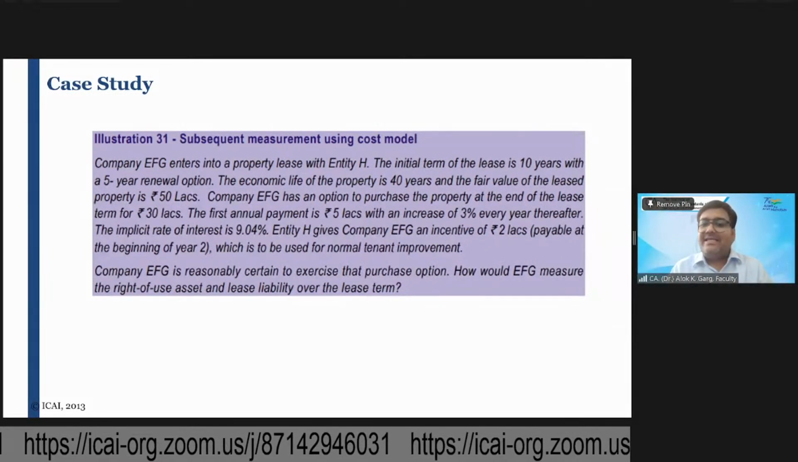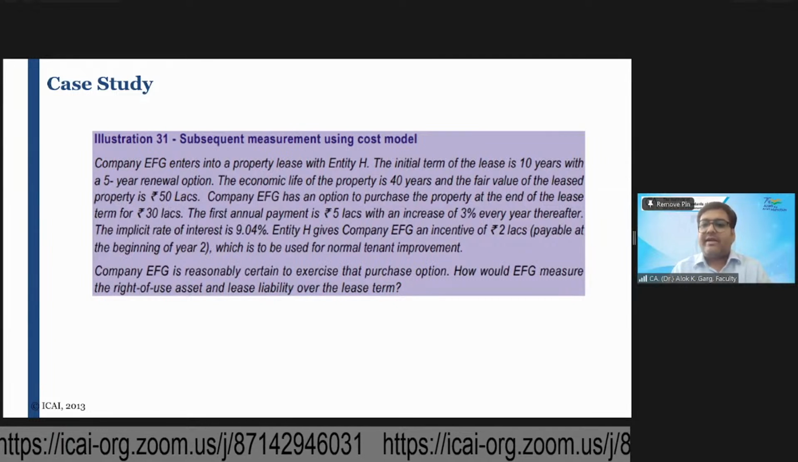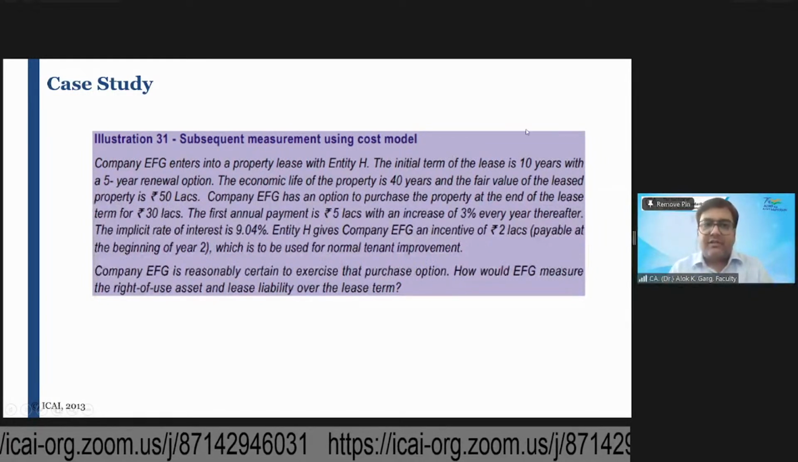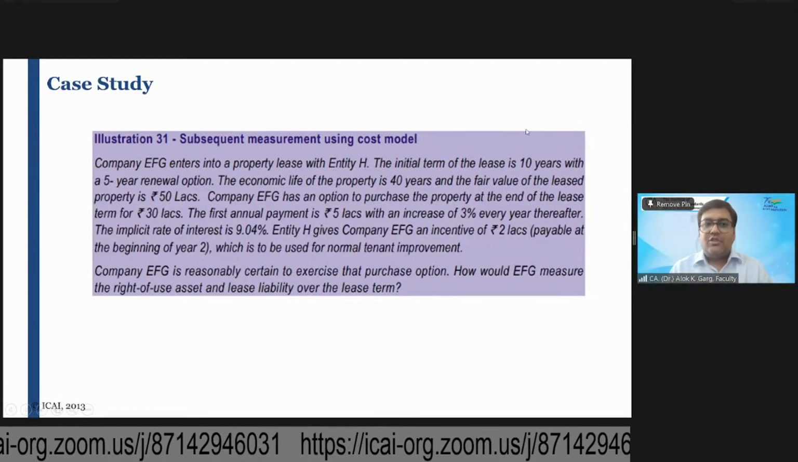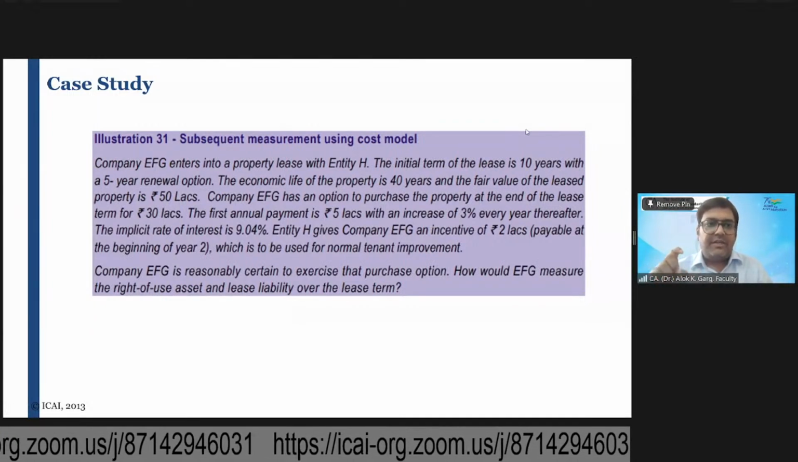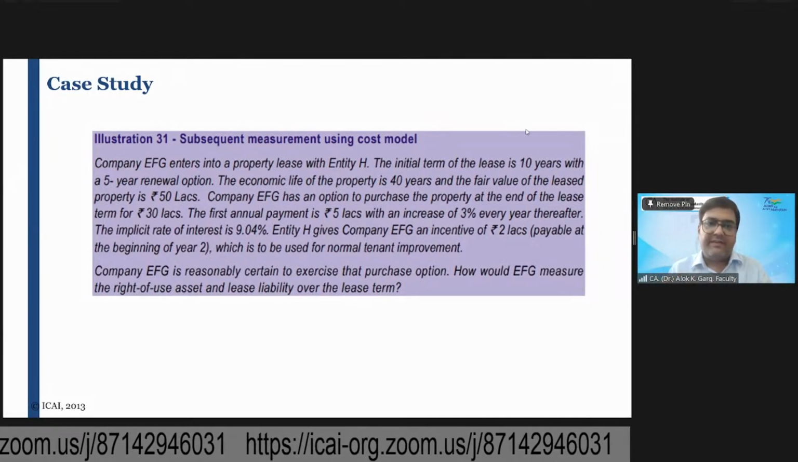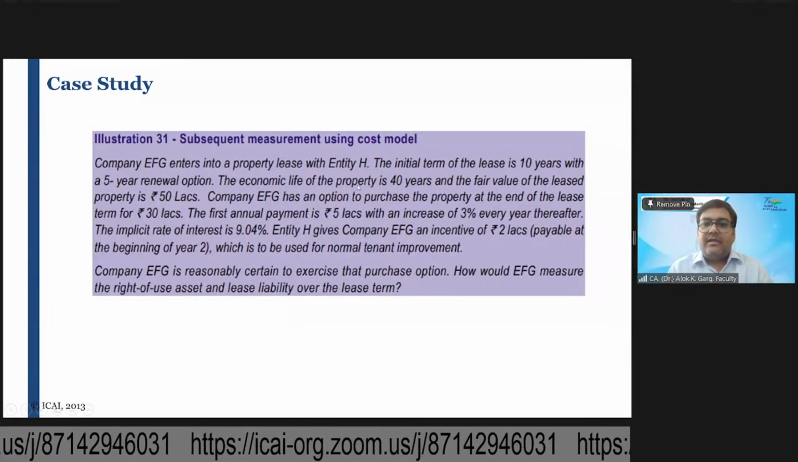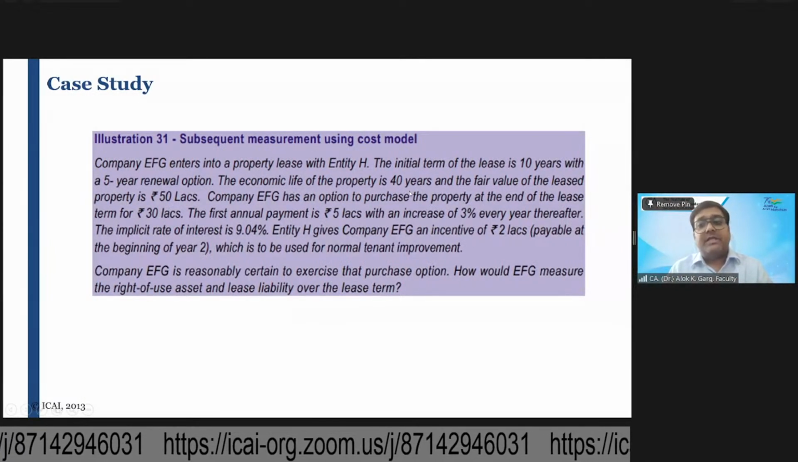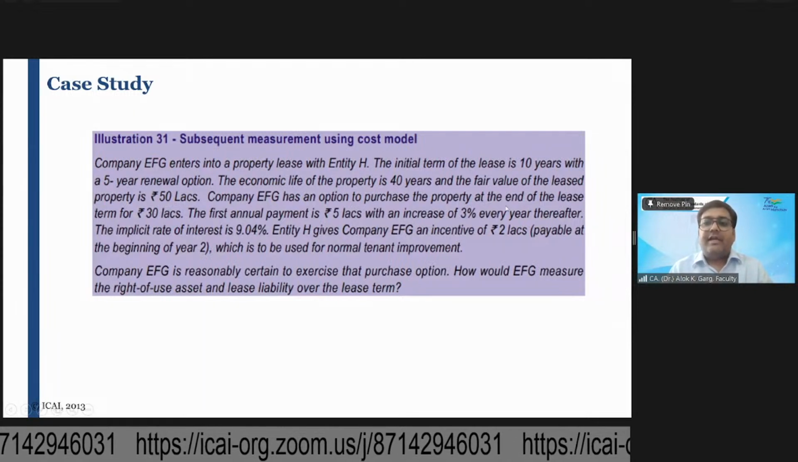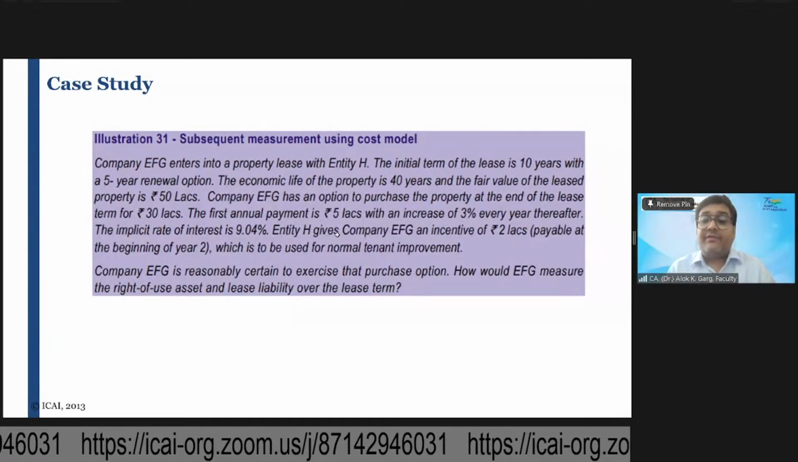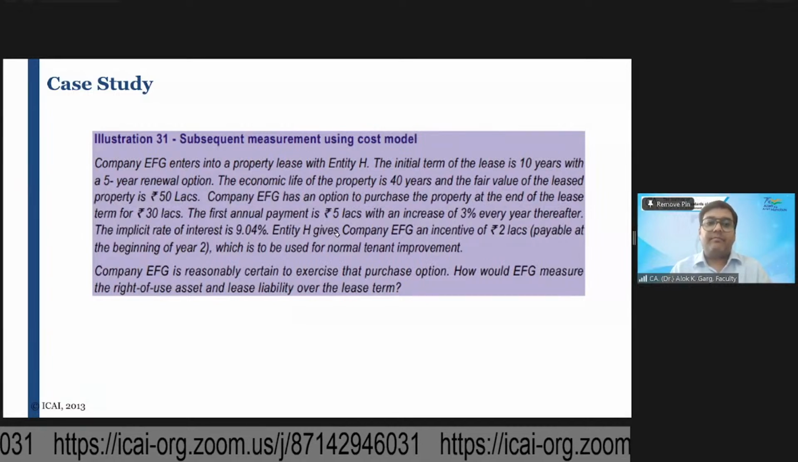There is a property lease, so there is a lease contract. The initial term of the lease is 10 years with a 5-year renewal option. Initial period is 10 years; renewal option is 5 years after 10 years. The economic life of the property is 40 years and the fair value of the leased property is 50 lakh.